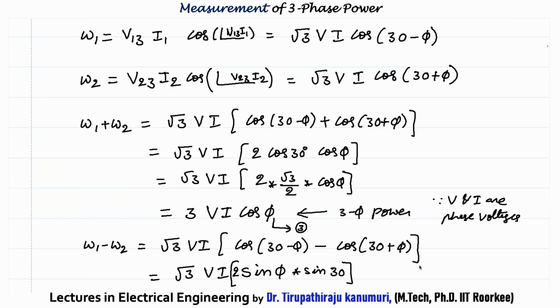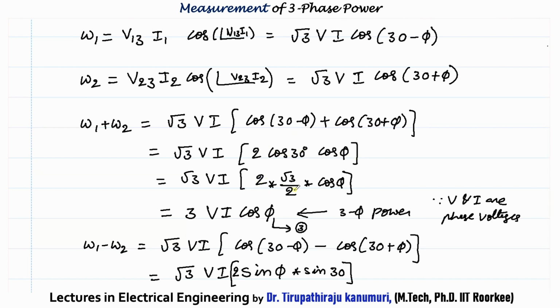So now total power I can take by taking the sum of W1 plus W2. When I am taking the sum, this will be equal to root 3 times of Vi into cos 30 minus phi plus root 3 times of Vi into cos 30 plus phi. Root 3 times of Vi is common. I have taken common. So this will be cos A plus B plus cos A minus B, that is nothing but equal to 2 cos A cos B. So this will be 2 cos 30 into cos phi. So this will be 2 into, what is cos 30? Root 3 by 2 into cos phi.